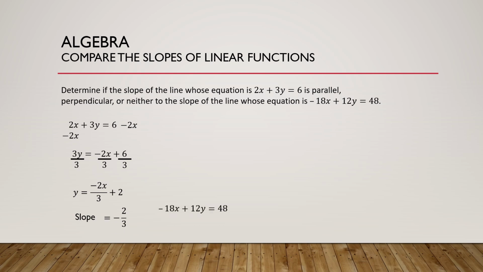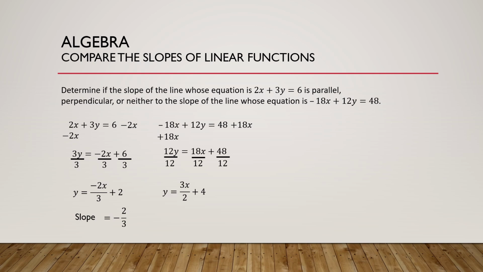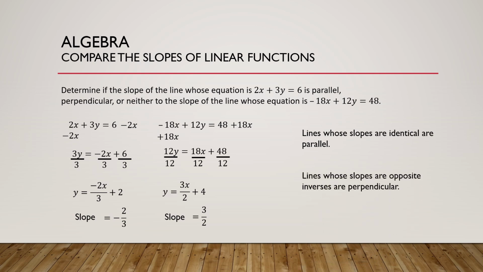Next, we take negative 18x plus 12y equals 48. Here we add 18x to both sides to get 12y is equal to 18x plus 48. Then we divide by 12 to get y equals 3x over 2 plus 4. This slope is 3 over 2. If the slopes of two different lines are identical, then the lines are parallel. These lines are opposite inverses, therefore they are perpendicular.